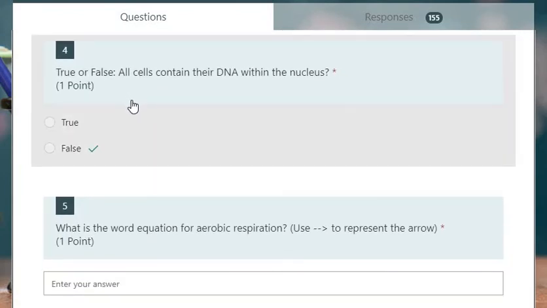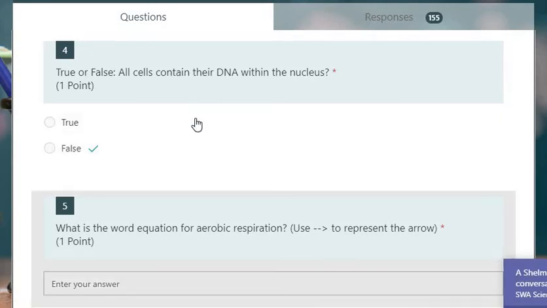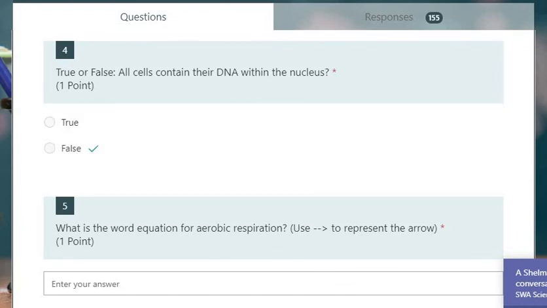Number 4 was a bit of a trick question. So true or false, all cells contain their DNA within the nucleus. The vast majority of cells do contain DNA in the nucleus, but things like bacteria don't have a nucleus, but they still have DNA. So the actual correct answer there was false.